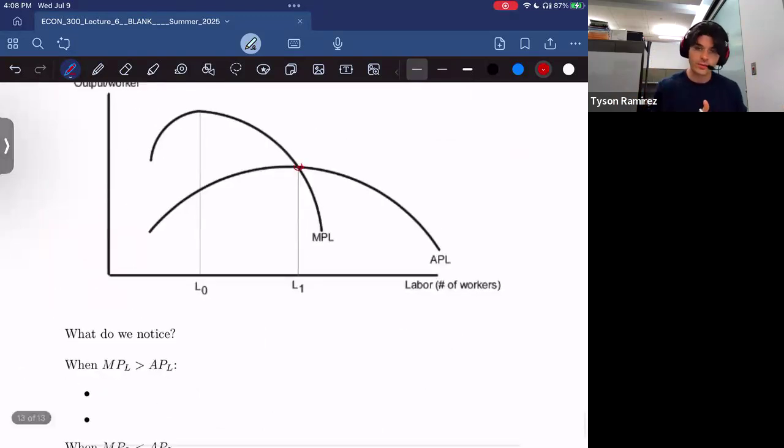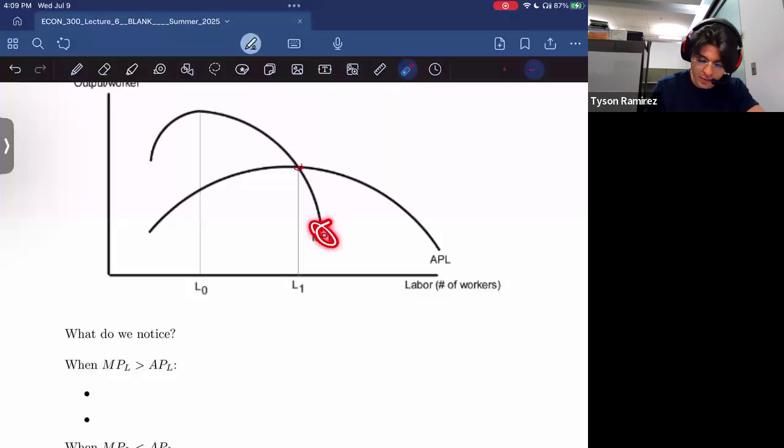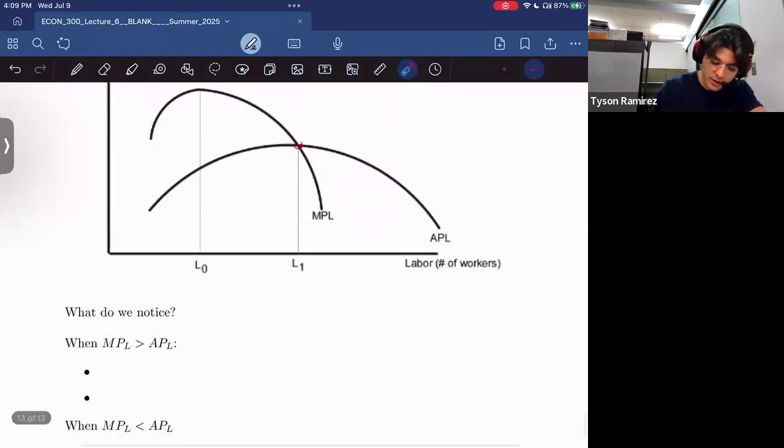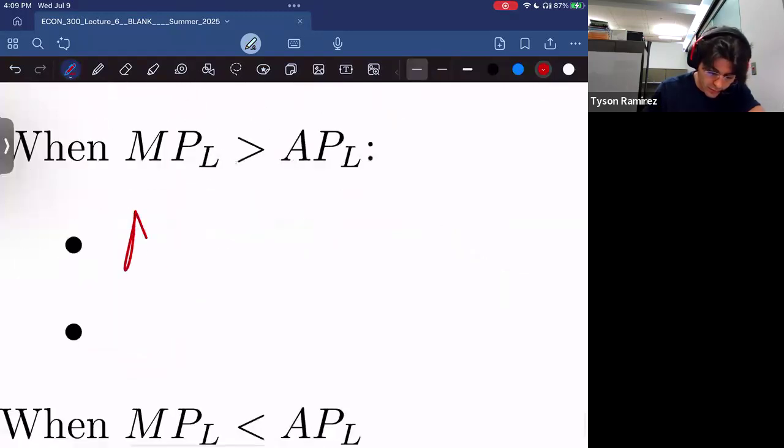But what about before they cross? Well, before they cross, if this is marginal product and this is average product, we see that marginal product is greater than average product. So before they cross, what do we notice? When marginal product is greater than average product, we notice that the average product curve is increasing.